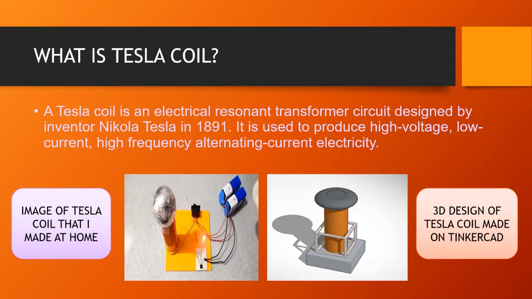So basically, what is a Tesla coil? A Tesla coil is an electrical resonant transformer circuit that was designed by inventor Nikola Tesla in 1891. It is used to produce high voltage, low current and high frequency alternating current electricity. This is what a Tesla coil actually looks like. I have made this model at my home and this is the 3D design of it that I made on Tinkercad.